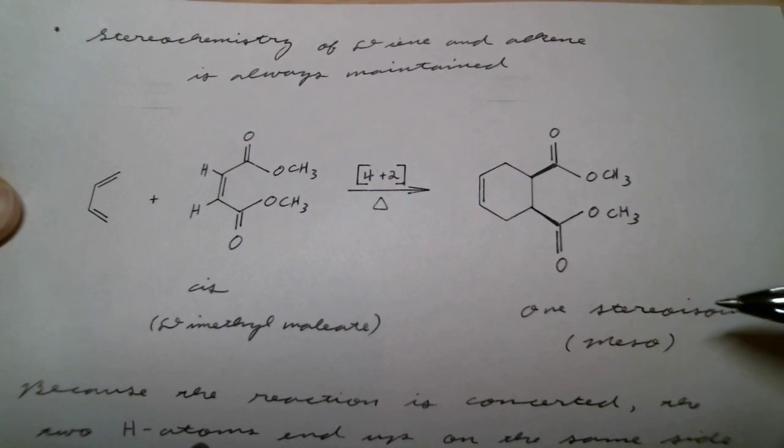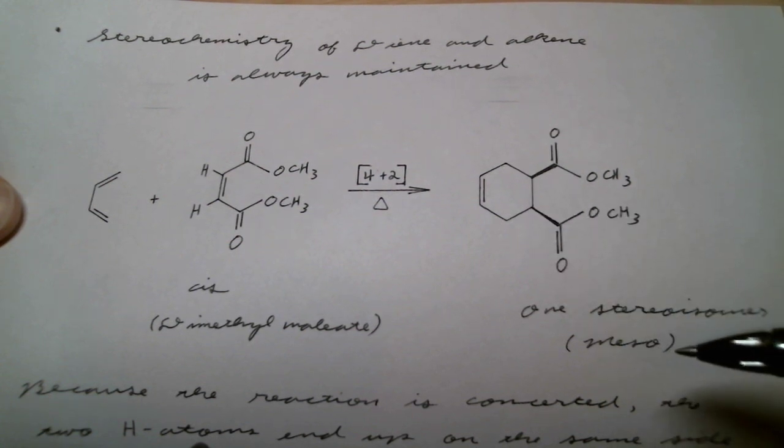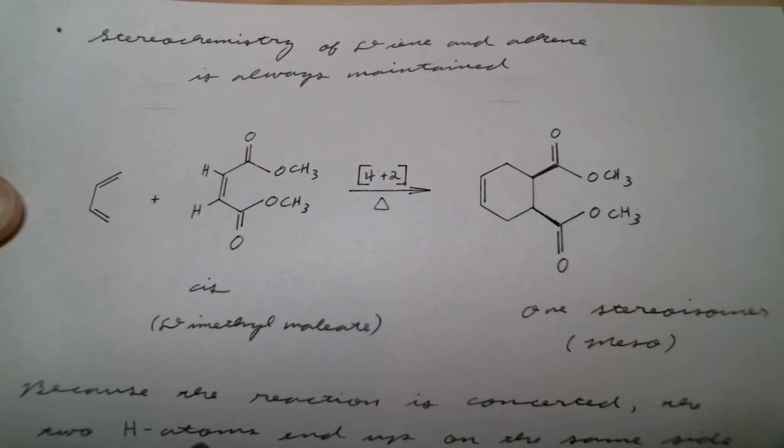There's one stereoisomer. It's got two stereocenters, so we would call this meso because it's achiral. There's an internal plane of symmetry.